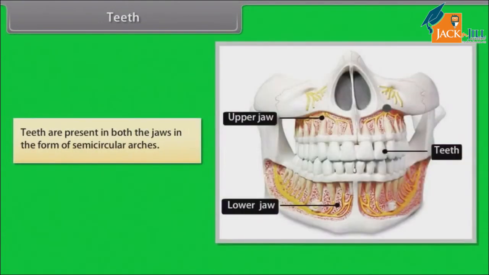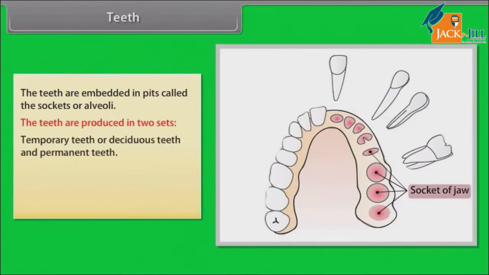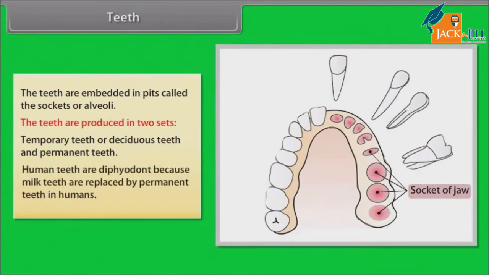Teeth: teeth are present in both the jaws in the form of semicircular arches. The teeth are embedded in pits called sockets or alveoli. The teeth are produced in two sets, temporary or deciduous teeth and permanent teeth. Human teeth are diphyodont because milk teeth are replaced by permanent teeth in humans.